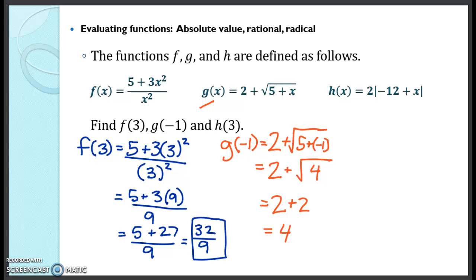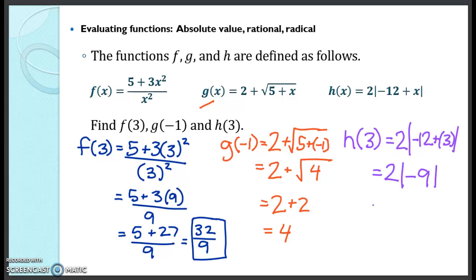Alright, what about h of x? Well, we're trying to find h of 3. So we're going to take 2 times the absolute value of -12 plus 3, and then we do the inside of the absolute value first. -12 plus 3 is -9. Absolute value of -9 makes it positive. So 2 times a positive 9 is 18.